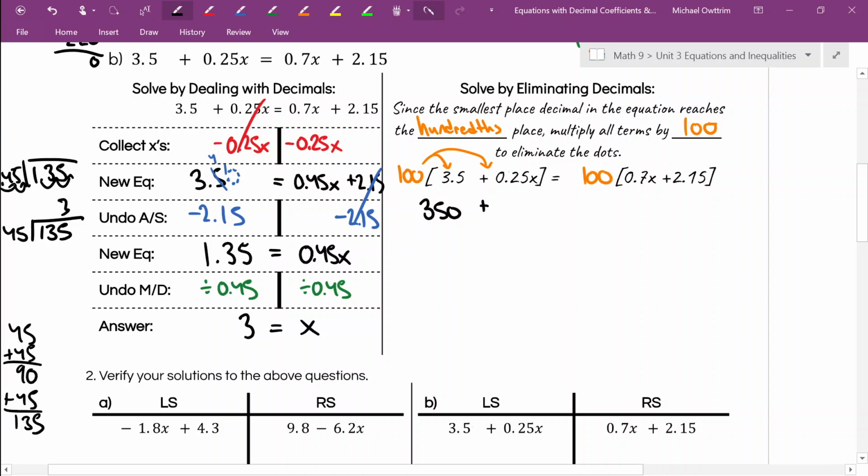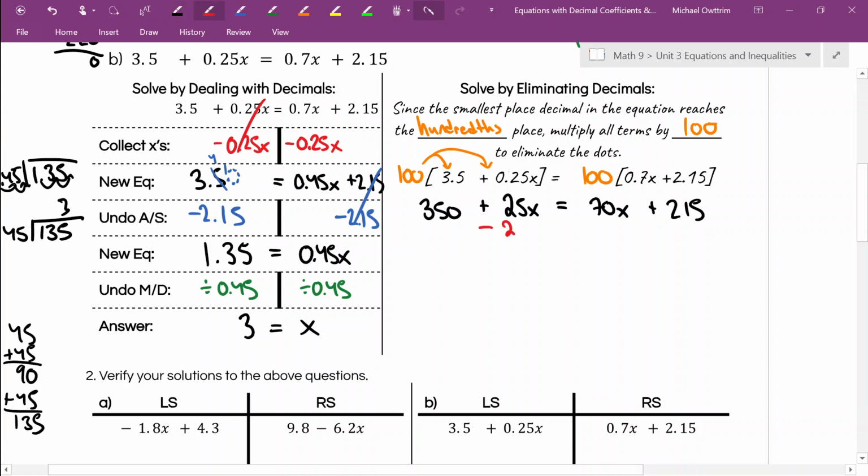100 times 0.25x is going to move the dot twice and become 25x. 100 times 0.7x moves the dot twice, which will become 70x. And 100 times 2.15 moves the dot twice, that'll make 215. From here, let's follow our same steps.